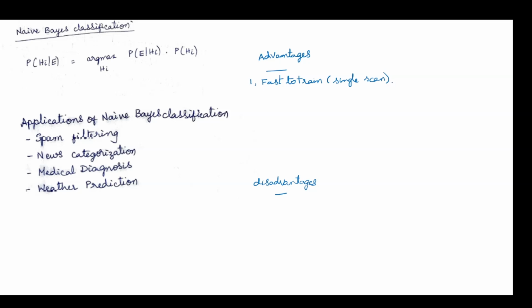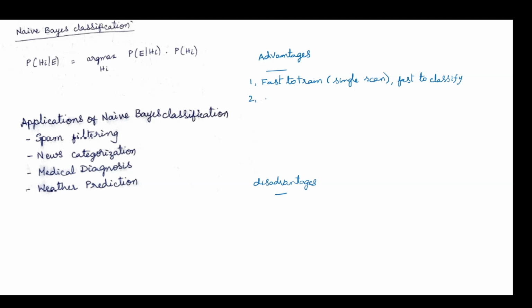Just as it is fast to train, it is equally fast to classify. Classification only means you need to look up the classifier model, that means the table of prior probabilities and the list of likelihood probabilities. So it is equally fast to classify.